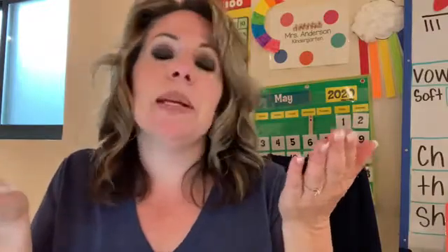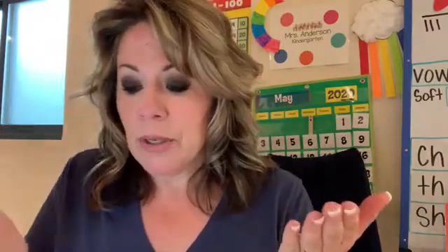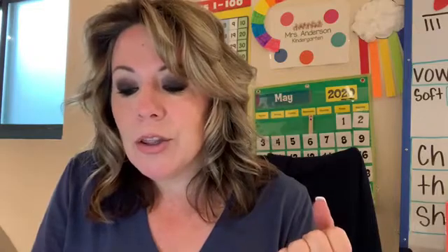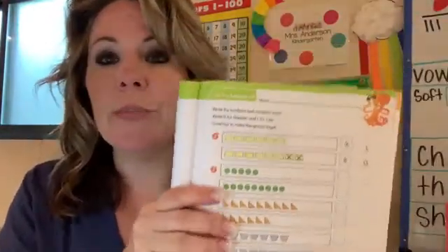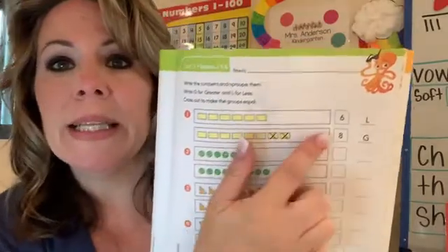Right? When we're comparing something, we're looking at this and we're looking at that, and we have to make a judgment about them, okay? So write G for greater and L for less. Cross out to make the groups equal. Okay, so we've got to do a couple of different things here. There's a couple of different steps. So first thing it says is write the numbers and compare them. Okay, that's number one.